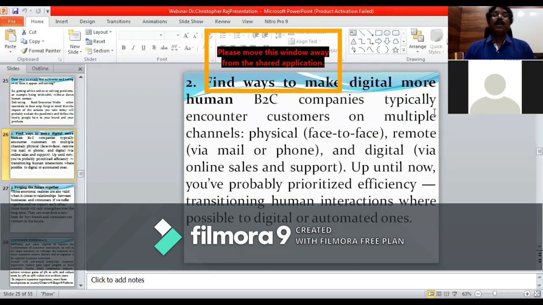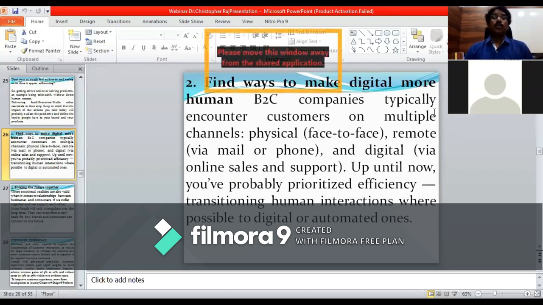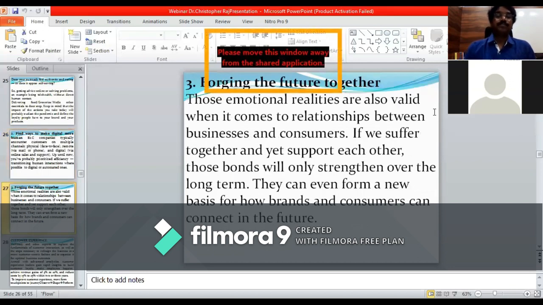Second, find ways to make digital more human. B2C companies typically encounter customers on multiple channels: physical, that is face-to-face; remote, via mail or phone; and digital, via online and support. Up till now, you have probably been prioritizing efficiency, transitioning human interactions where possible to digital or automated ones.